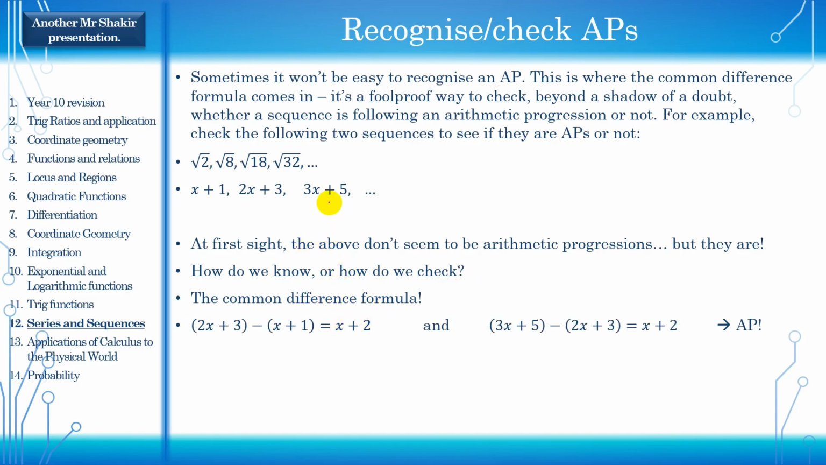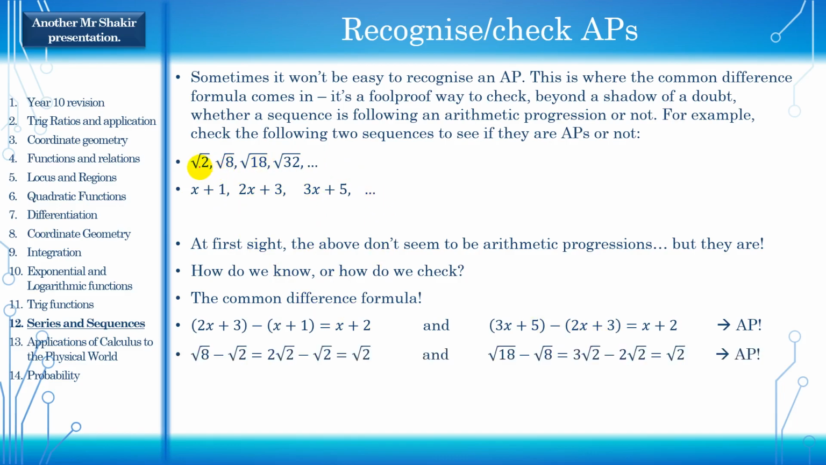We check by saying, okay, let's look at this one first. 3x plus 5 minus 2x plus 3. What does that give us? It gives us x plus 2. You can figure it out and check for yourself. And 2x plus 3 minus x plus 1 also gives us x plus 2. So there is a common difference between these terms. Therefore, it's an arithmetic sequence.